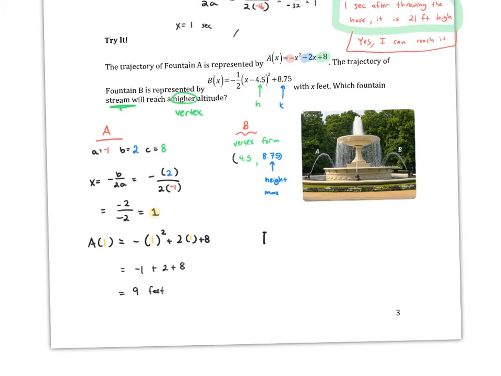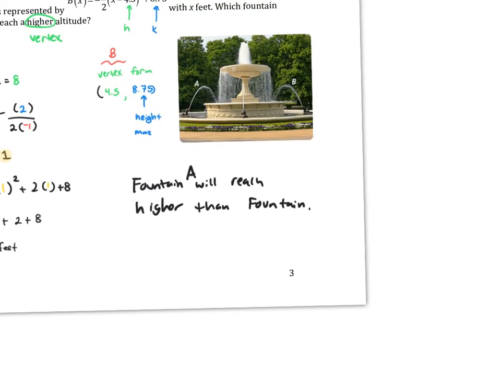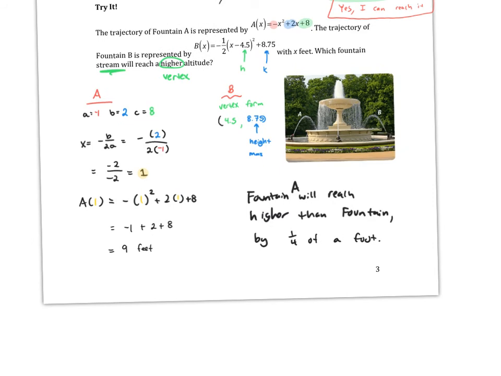So fountain A will reach higher than fountain B. Now, however, you could even go, and I forgot to put an A there, you could even go into more detail by saying by a quarter of a foot. You don't have to be that specific, but it's helpful.